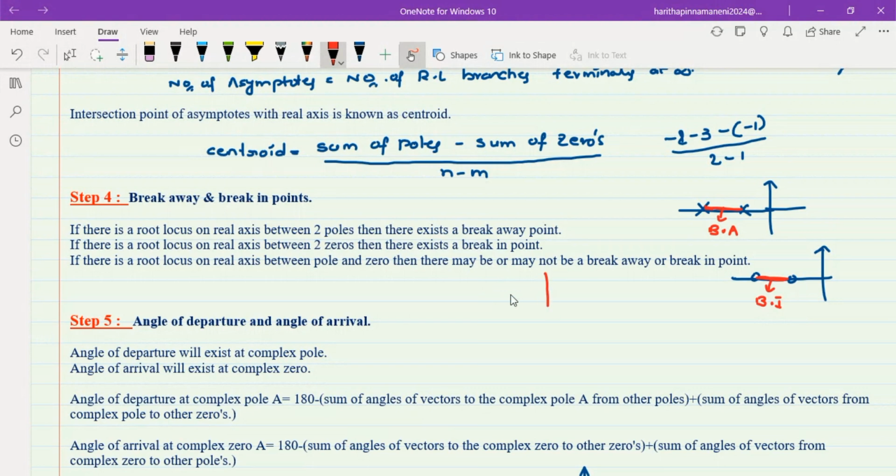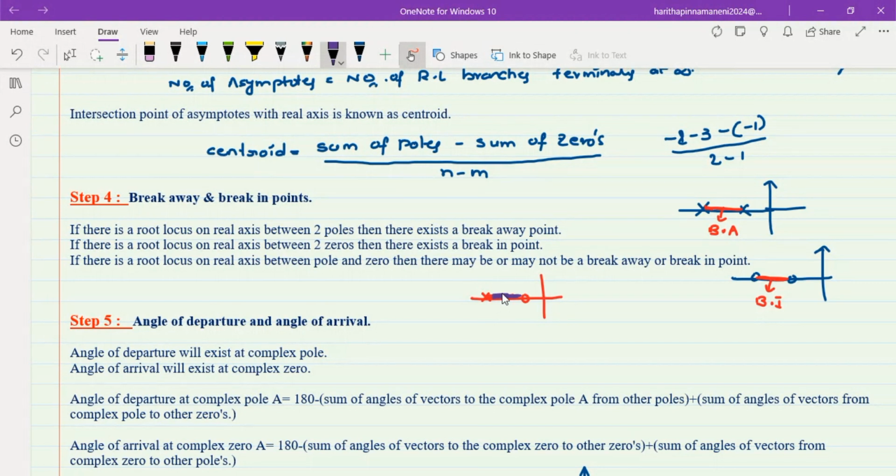Suppose if the root locus is existing between one pole and 0. Suppose I have a pole and 0 like this, and there exists a root locus branch between them. If root locus branch exists between them, then whether the breakaway point exists or break-in point exists, we don't know. So maybe it may be a breakaway point or may not be, or it may be a break-in point or may not be. So we cannot find that. So it may or may not be a breakaway or break-in point between one pole and 0. But between two poles, breakaway point will exist. Between two zeros, break-in point will exist.